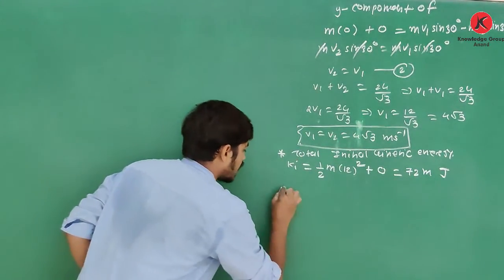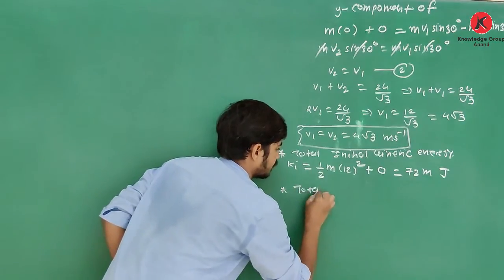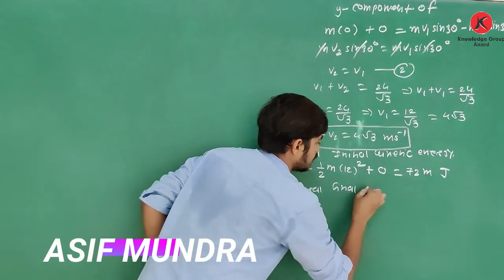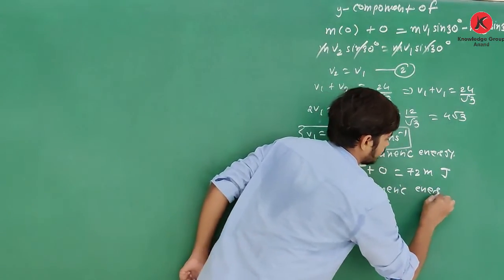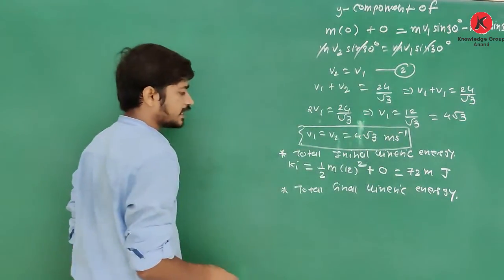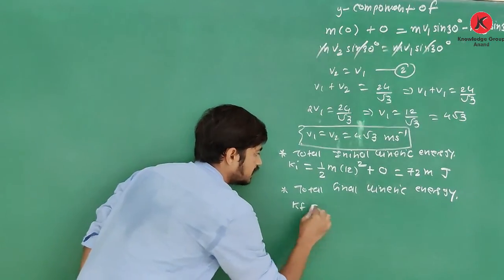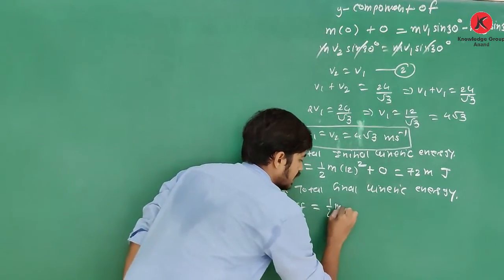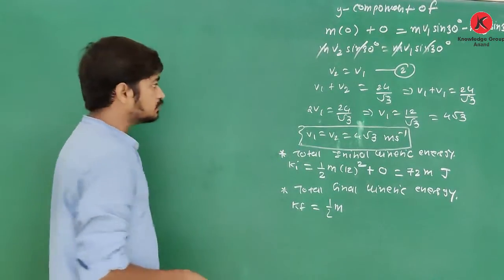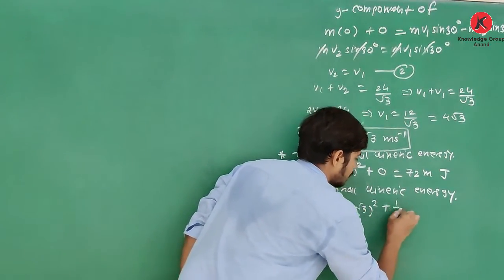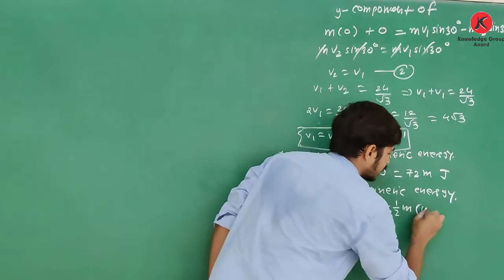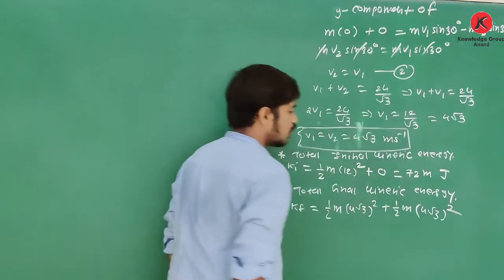Okay. Now how to find total final kinetic energy? Total final kinetic energy Kf is equal to half m, speed of first object V1, that is (4 root 3) whole square, plus half m of second, it is also (4 root 3) whole square.